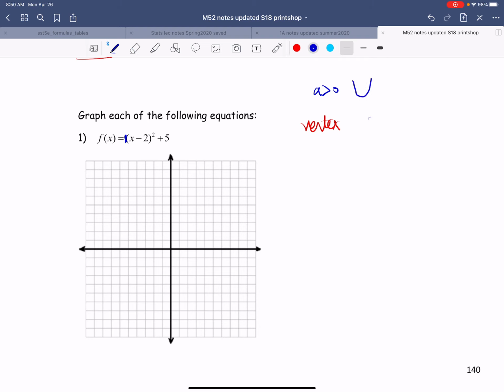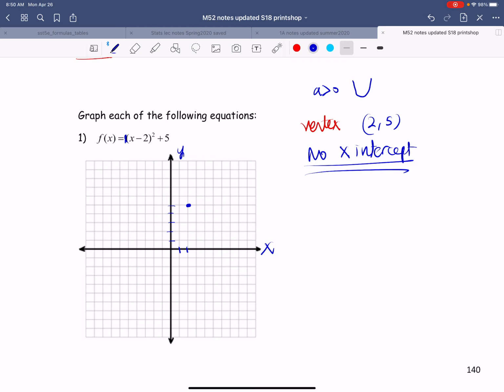Second, the vertex is going to be (2, 5). Okay, so this is my x-axis, y-axis. The vertex is (2, 5). X is 2, y is 1, 2, 3, 4, 5. All right, the parabola opens up and the vertex is (2, 5). I already know it is not going to have an x-intercept. How do I know that? Because I know the parabola is opening up. It's never going to come down and touch the x-axis.